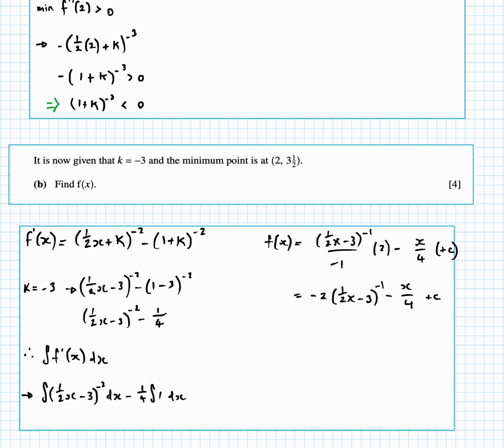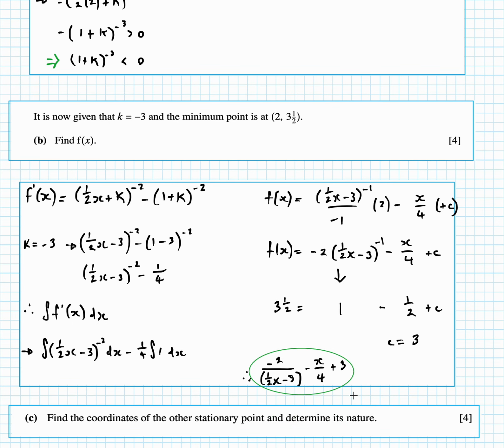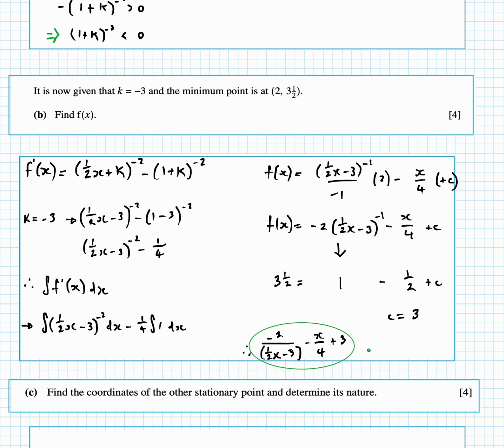So f of x is y. Y is 3.5. We were given that in the question. So 3.5 is equal to 2 times 1/2 is 1, so 1 minus 1/2 plus c. So just replace x there as well with 2. So we get c is equal to 3. And from there just plug that in. It's just that last bit you want to make sure for your examiner. Write down the whole thing. So what you were given for f of x and then plus 3 at the end. Make it easy for your examiner to see your answer basically.